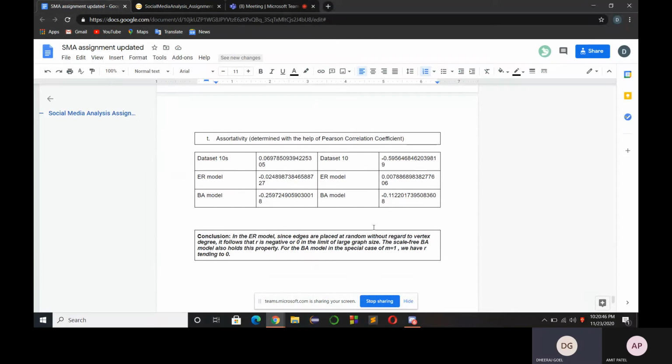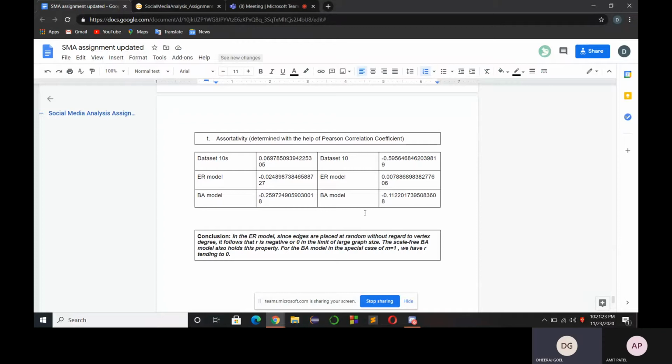So here comes another property, that is assortativity, which is determined with the help of the Pearson correlation coefficient. The values are clearly seen on the screen, but I will tell you just the comparison between the models and the dataset. In the ER model, since edges are placed at random without regard to vertex degree, it follows that R is negative or zero. As you can see, R is negative or zero, near to zero.